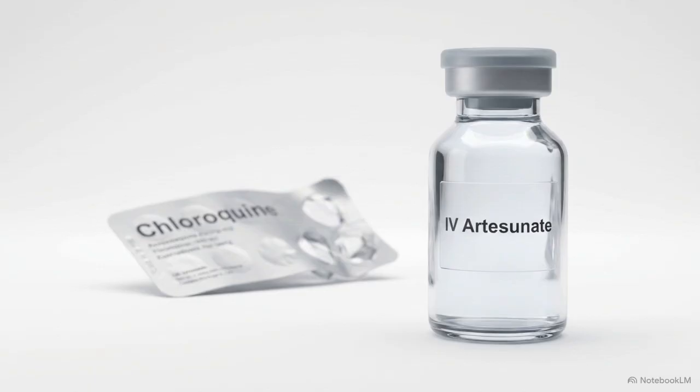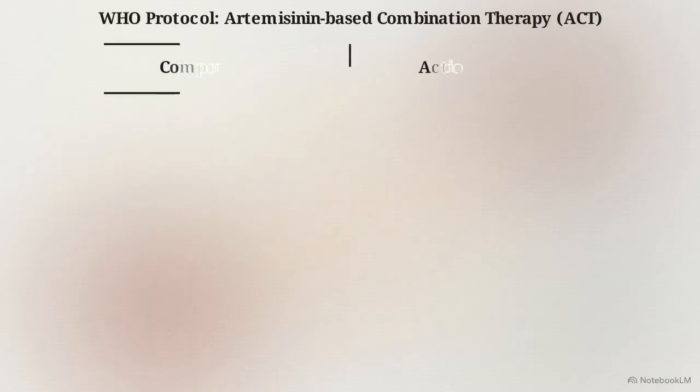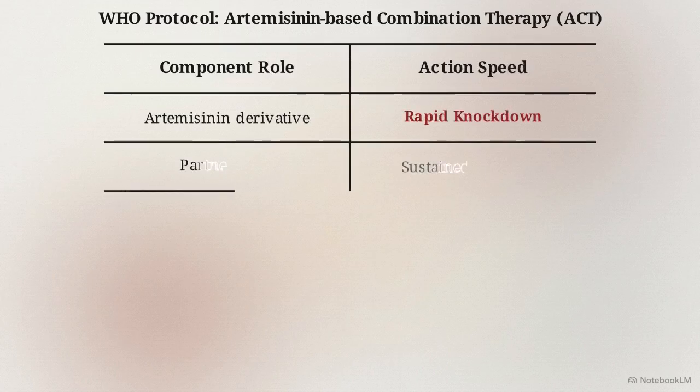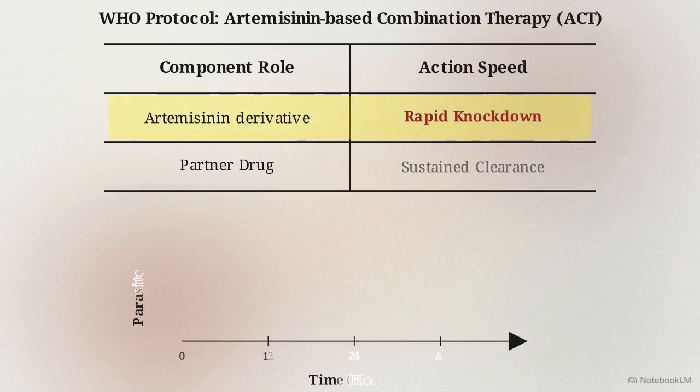Overcoming widespread genetic resistance required abandoning easily bypassed metabolic blockades and utilizing highly reactive chemical mechanisms to rapidly halt organ damage. The current standard of care for uncomplicated malaria is built around this rapid action. This table illustrates the WHO protocol, artemisinin-based combination therapy, or ACT, which always pairs an artemisinin derivative with a secondary partner drug. Let's break down the logic.